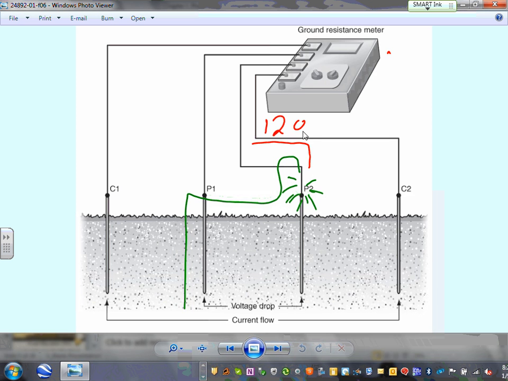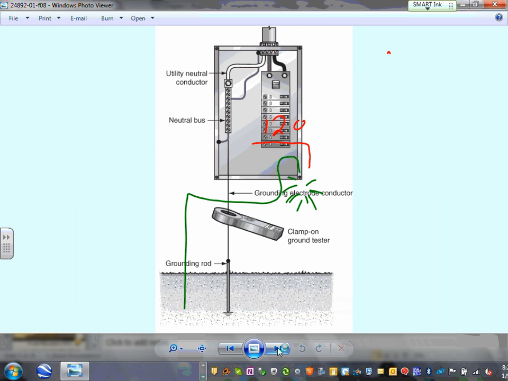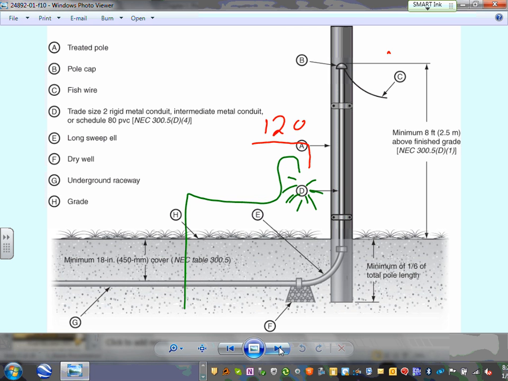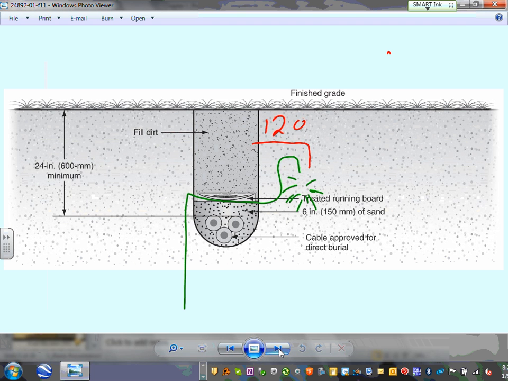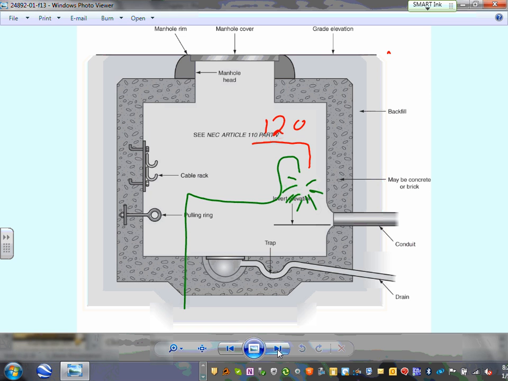Here's the reliable way, guys, the 4-point. And we talked about the 3-point measuring as well as the clamp method of measuring it. Details about the poles bringing the power into your building. A couple of details about direct buried cables. Details about concrete encased conduits with conductors inside them. The manhole, details about your manhole. Talk about these babies.